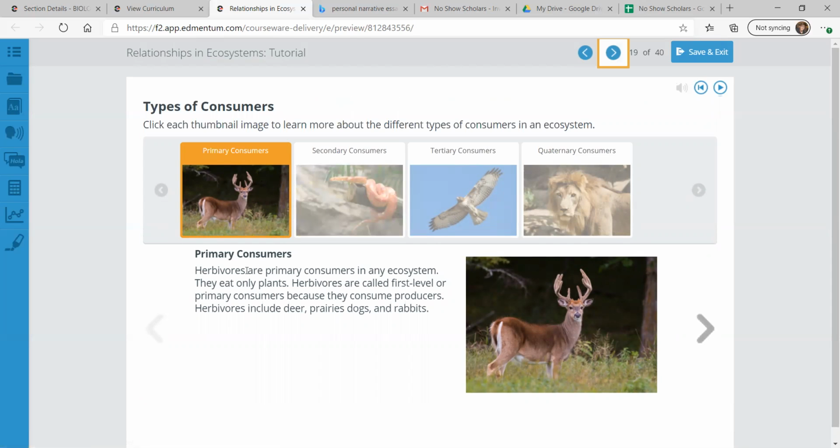Primary consumers, they are herbivores. They eat only plants. So they are eating the primary producers, right? They're the first level of consumers because they consume the producers themselves. Herbivores include deer, prairie dogs, rabbits, anything that eats plants directly.